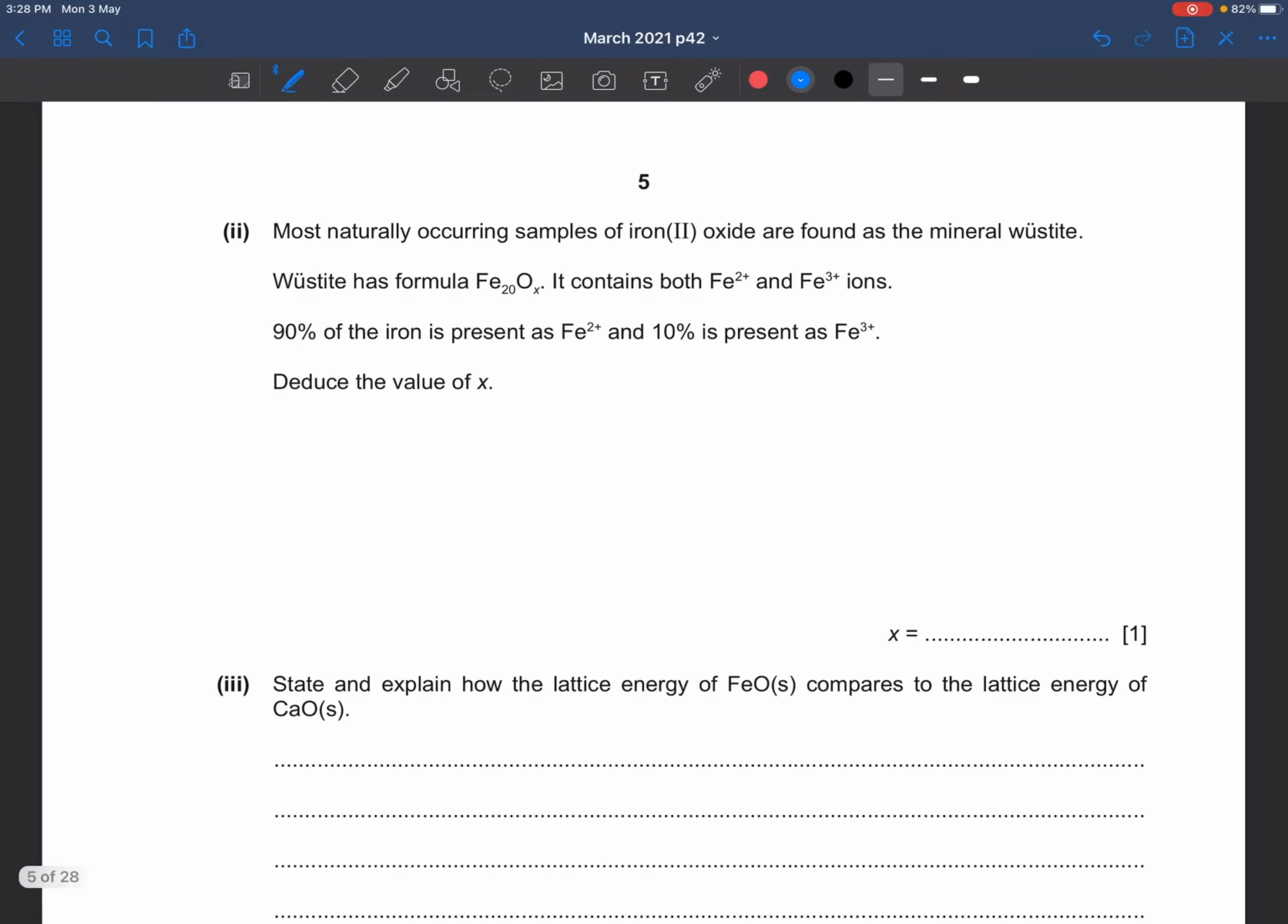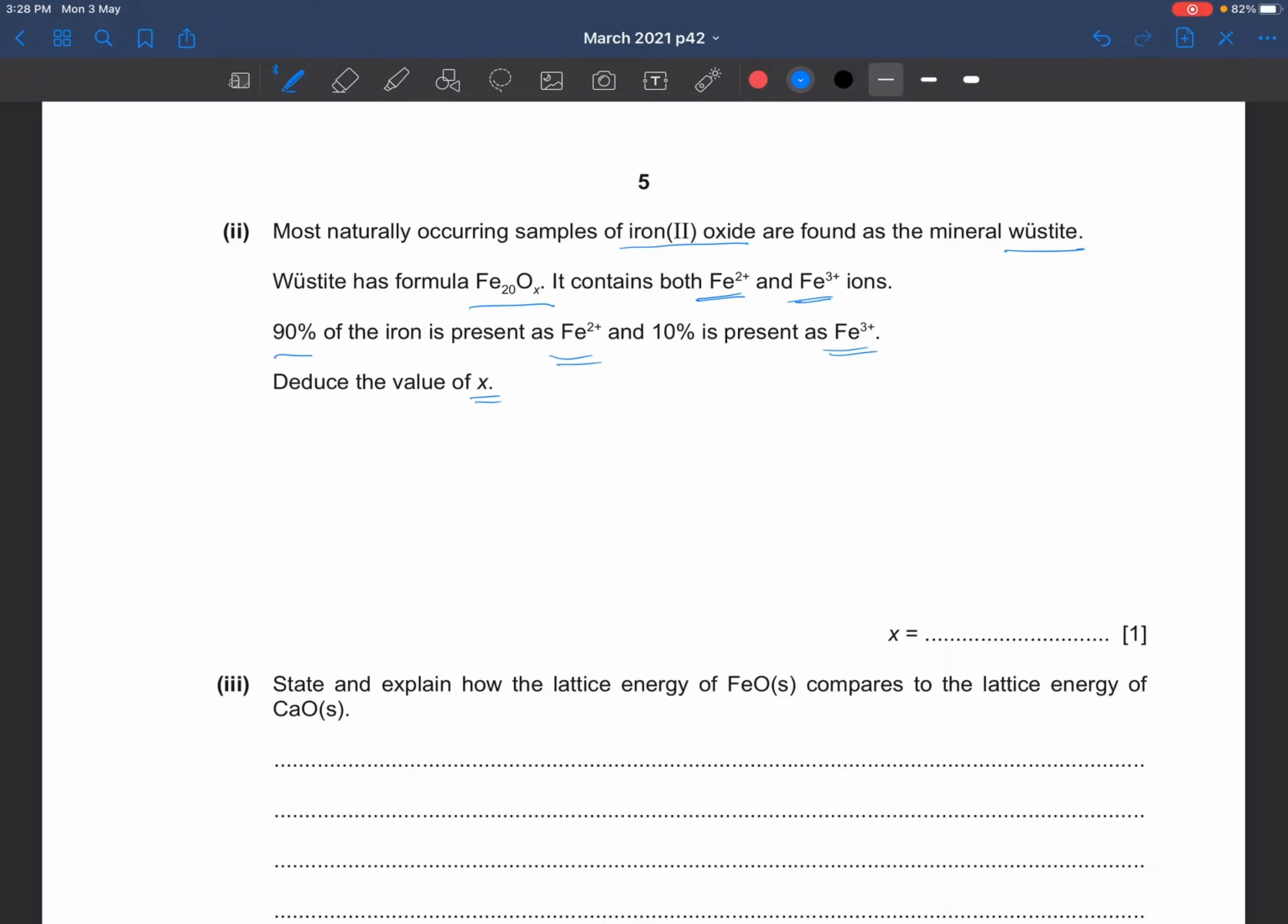So this is a simple question. Now next is, most naturally occurring samples of iron 2 oxide are found as the mineral wustite. So wustite has formula Fe20Ox. It contains both Fe+2 and Fe+3 ions. Right, it has both Fe+2 and Fe+3 ions. 90% of the iron is present as Fe+2 and 10% is present as Fe+3. So deduce the value of X.